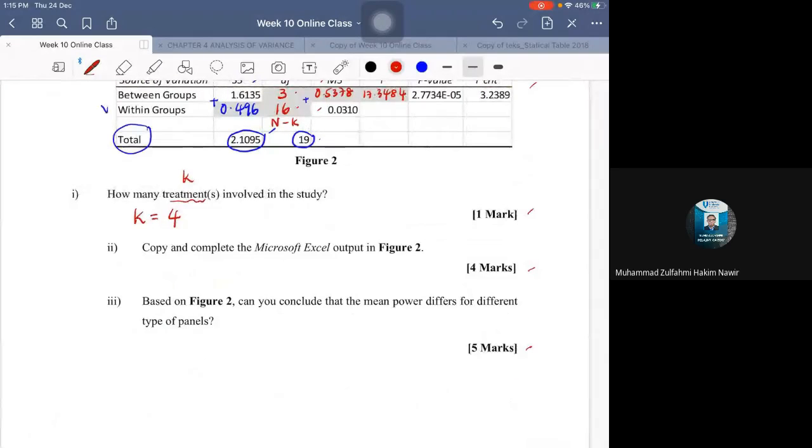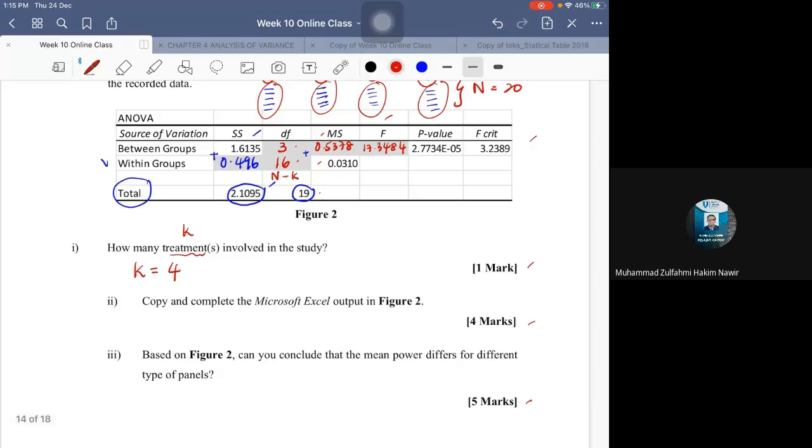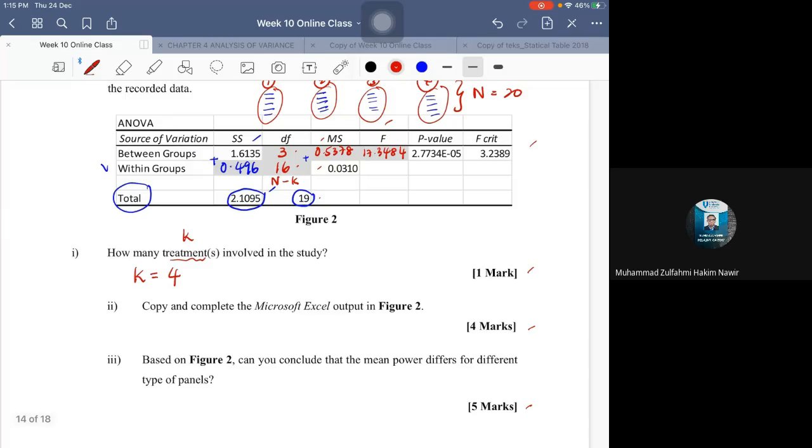The question asks you, based on figure number 2, which is the output from the Excel table, can you conclude that the mean power differs for different types of panel? Okay, so we can tell right away. We actually want to know whether the means are equal or not equal. So this is definitely going to be one-way ANOVA. But does that mean that you can simply conclude yes, they're the same, yes, they're not the same?